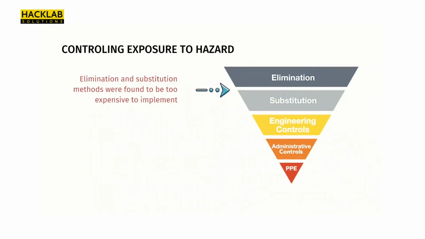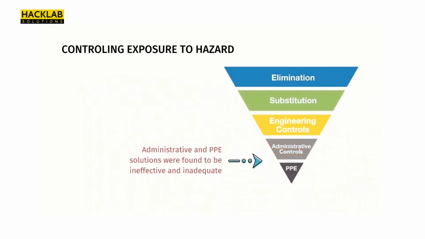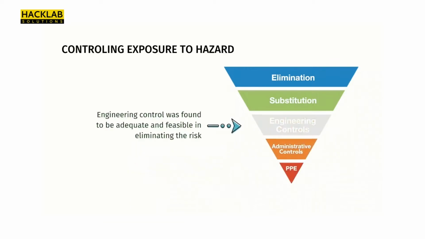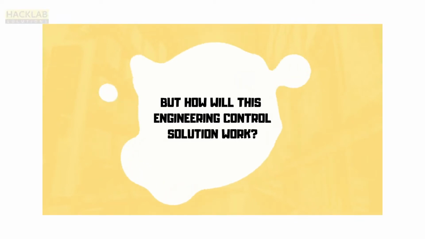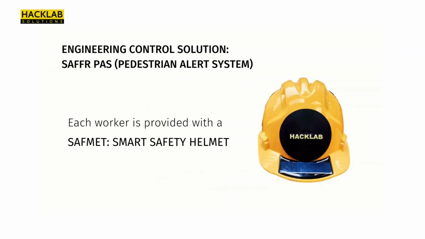Solutions at the top of the hierarchy like elimination and substitution were found to be very expensive and cumbersome to implement, while solutions at the bottom like administrative control and PPE were too ineffective to be considered. Henceforth, our major focus shifted to engineering controls which were found to be effective and adequate in risk elimination. But then one must ask, how will this engineering control solution work?